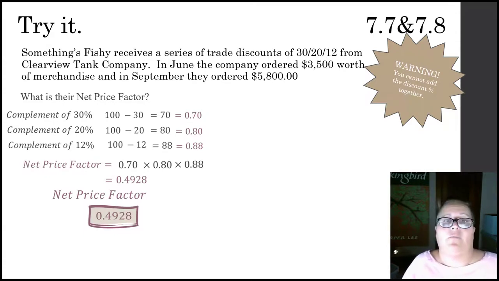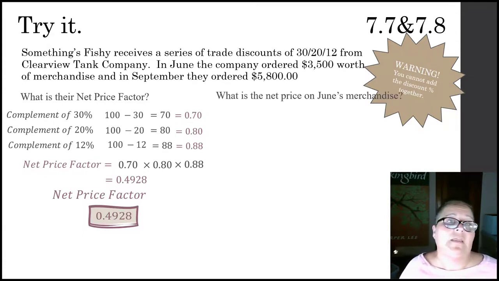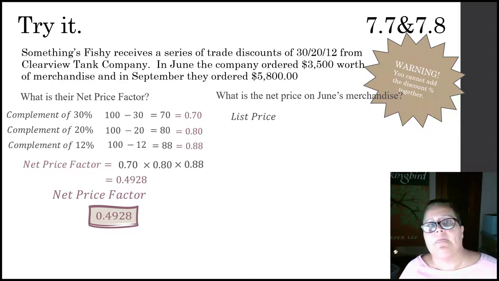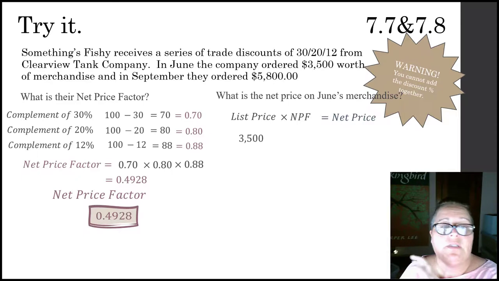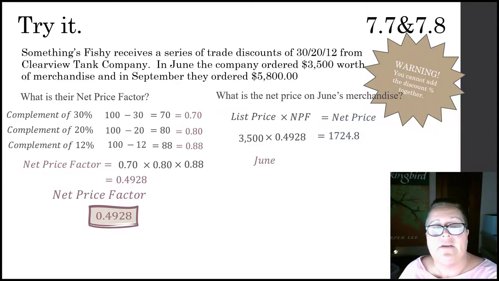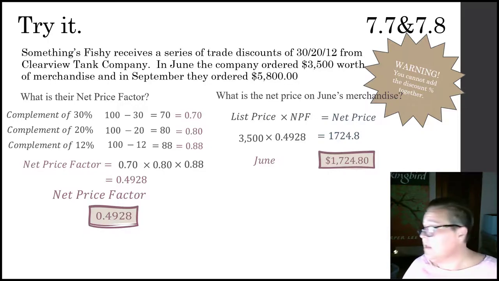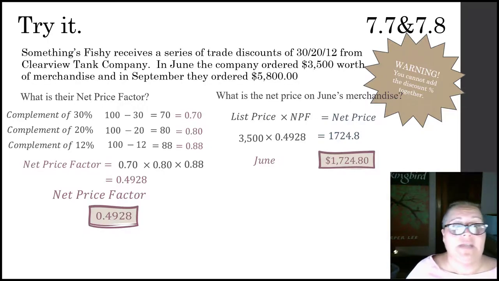Now that we know this net price factor, we can determine the net price on June's merchandise by simply taking the list price times the net price factor, which is 3,500 times 0.4928 to get 1,724.8. That means the cost of the merchandise, or the net price for June, was $1,724.80. What's the net cost then for September's?